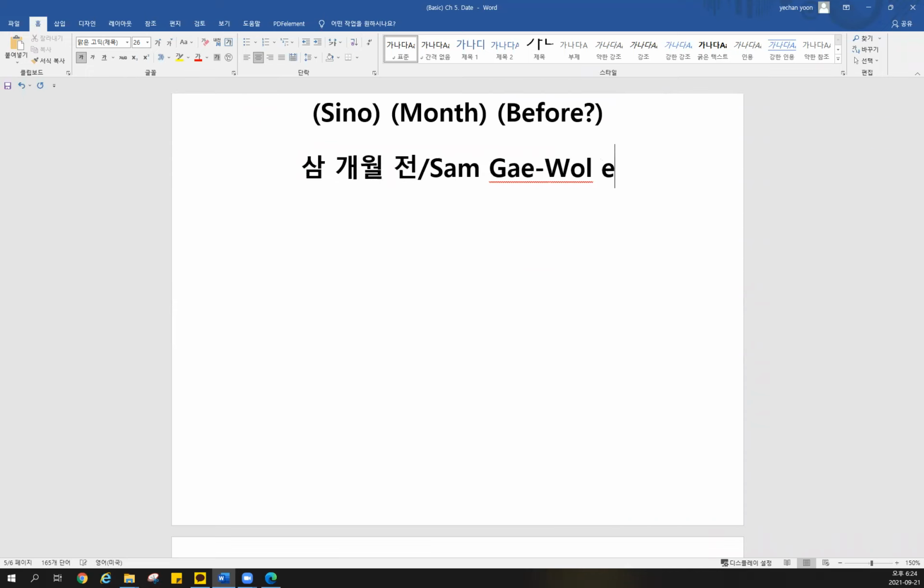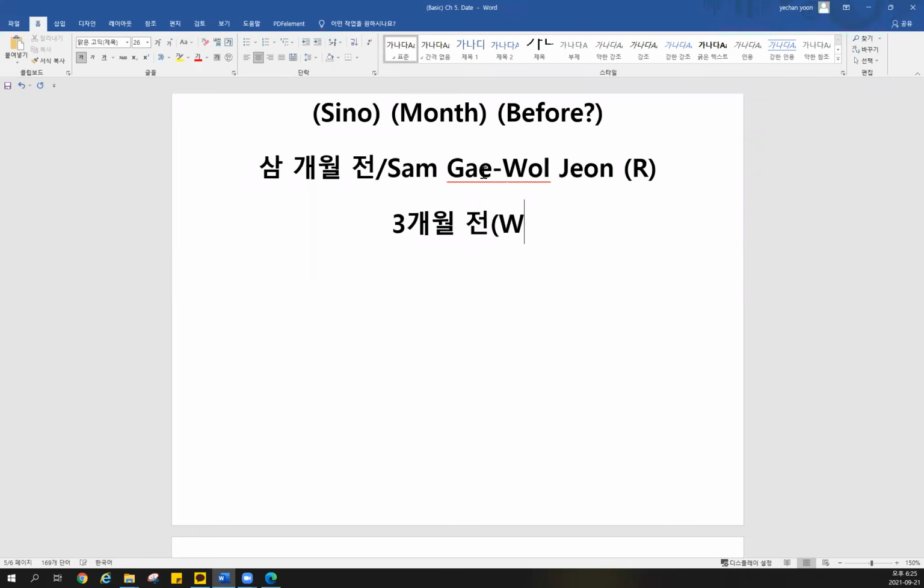3개월 전. This is how you can write it down, and how you can read it. For the writing, how can you write it down? Super duper easy. Just use the number. 3개월 전. All right, until here, everybody. How was it, guys?